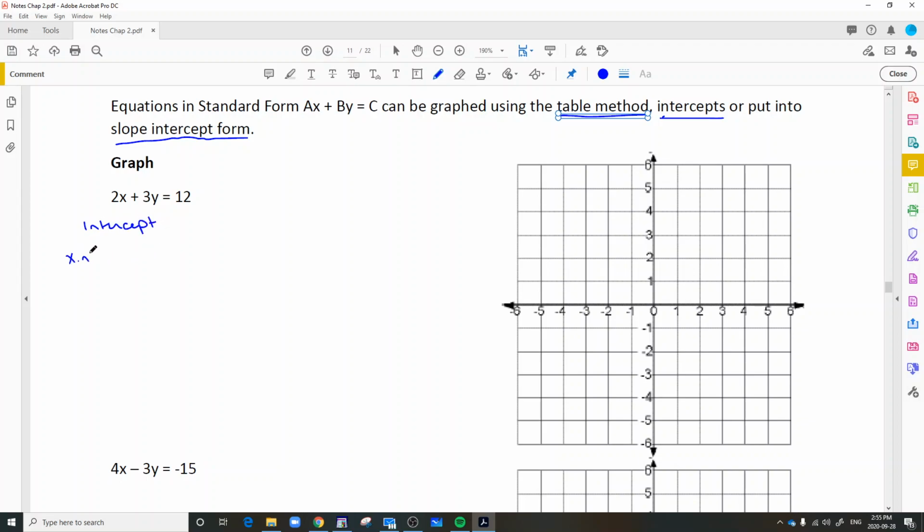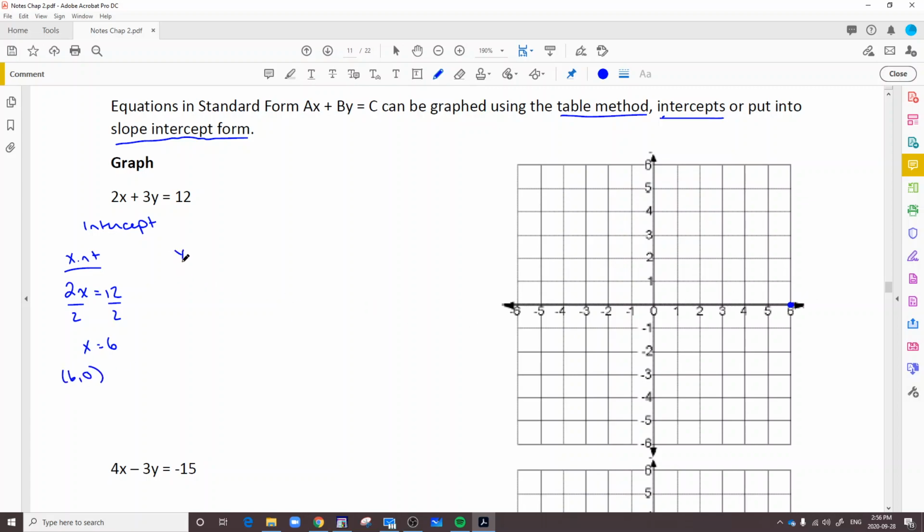So the first thing we're going to do is find the x-intercept. To find an x-intercept, you let y equal 0. So you'd end up with 2x equals 12, because when you let y equal 0, this whole term goes away. So then we would divide by 2, x equals 6. So that's one of your points, (6, 0), and you'd plot it here.